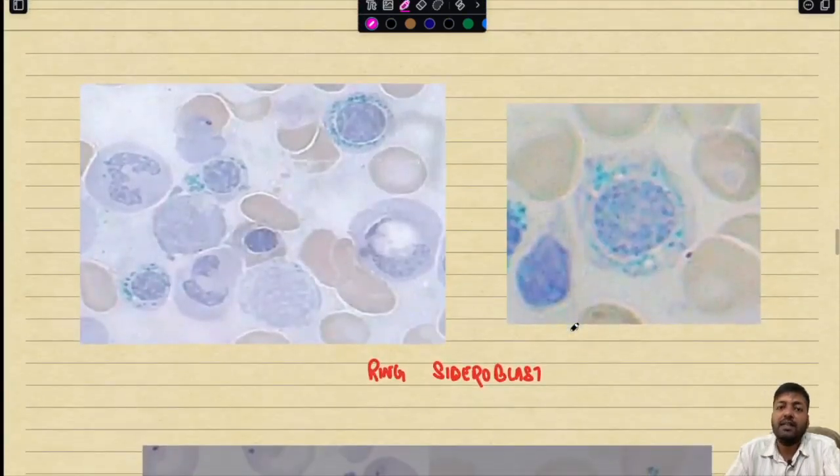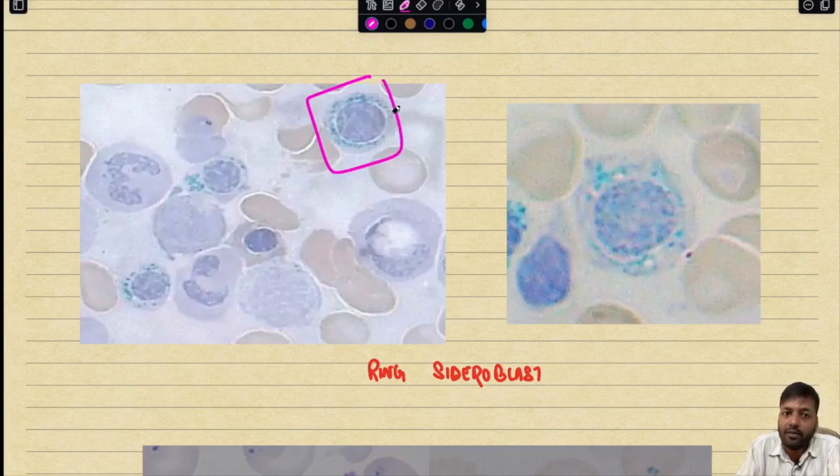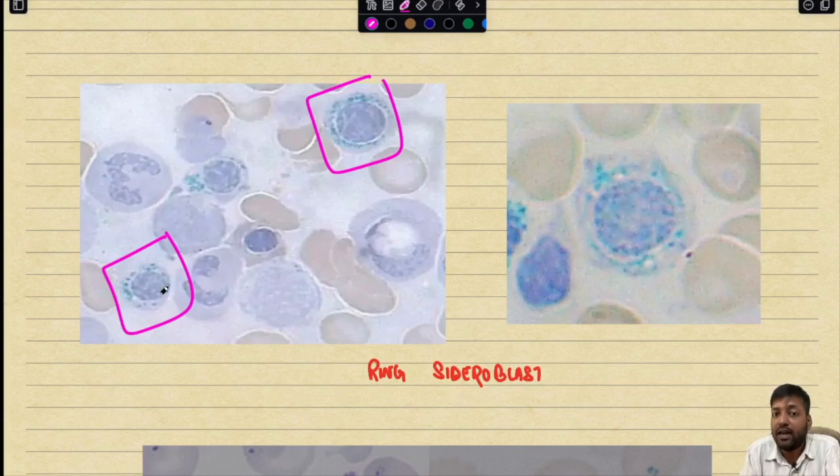So this is basically a bone marrow film. As you can appreciate over here, this is one important ring sideroblast. This is another ring sideroblast. You can see that there are 5 or more such granules. Some of them are quite big and they are quite numerous, so they are not normal and they are surrounding the nucleus. So they are ring sideroblasts, especially seen in sideroblastic anemia. This is the high power view of the same.